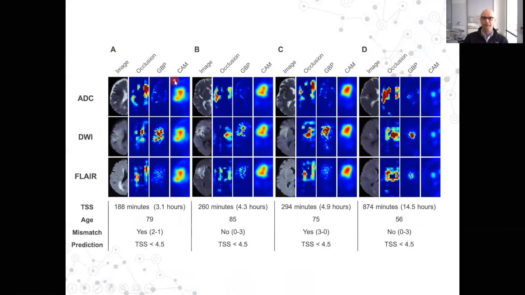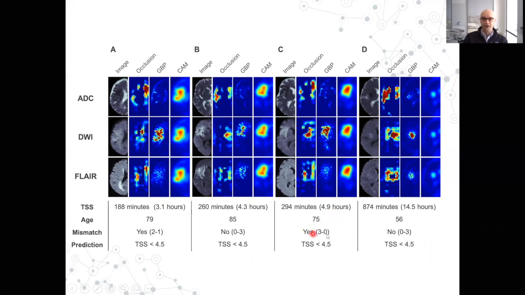Here are some attention maps showing where our algorithms focused their attention for making these classifications. There are 4 different cases here. I'm just going to go over a couple. This first case is under 4.5 hours, which is a treatment threshold that we used. The patient is 79. The radiologist thought that there was mismatch, and we predicted under 4.5 hours, which was our binarized threshold for this problem. The other interesting case here is a patient at 4.5 hours, just over the treatment window.